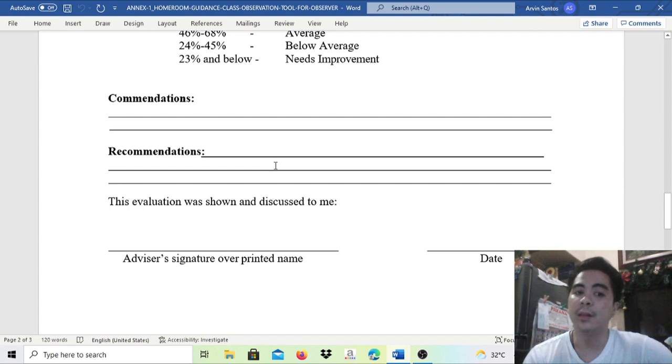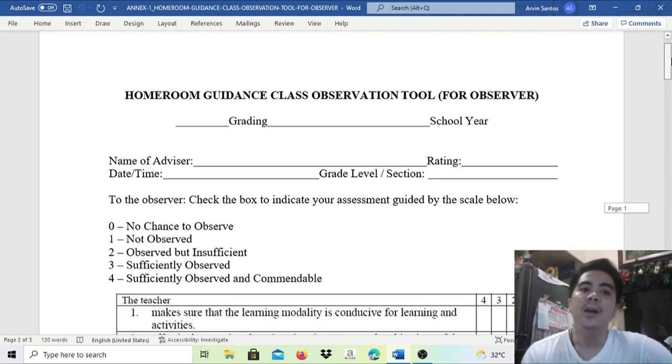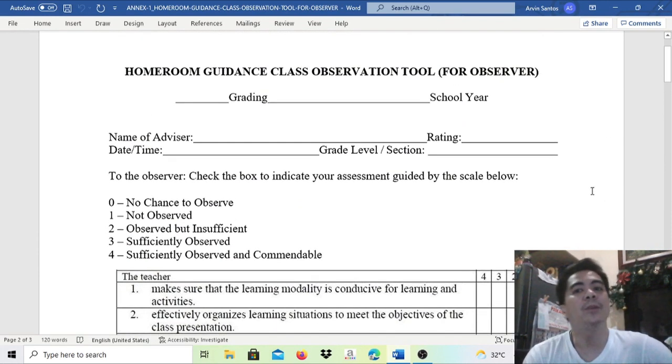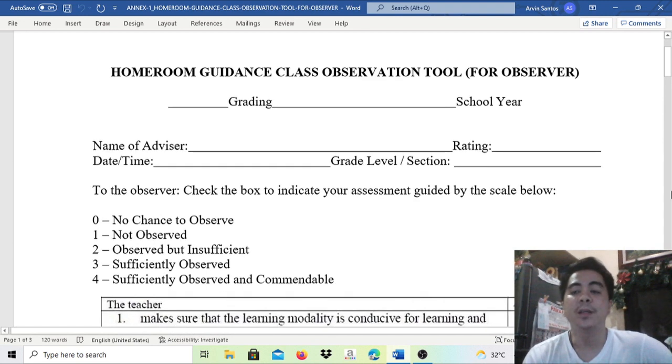Then, we have the recommendation, and ng inyong mga observer, diba, from your head or from master teachers that are over you, then advisor signature over printed name and date when you are evaluated. So, yun po yung halimbawa ng ating nilalaman ng ating homeroom guidance class observation tool. So, ito po ay for the observer. So, it can be facilitated anytime. Okay, at start na rin ng second quarter, it can be a good time na rin for us.